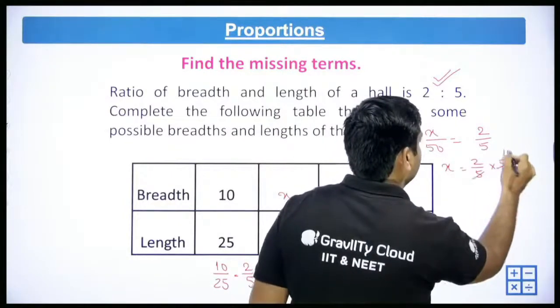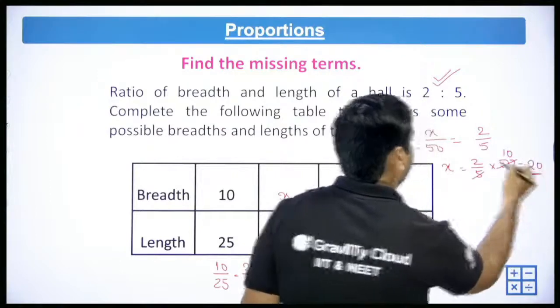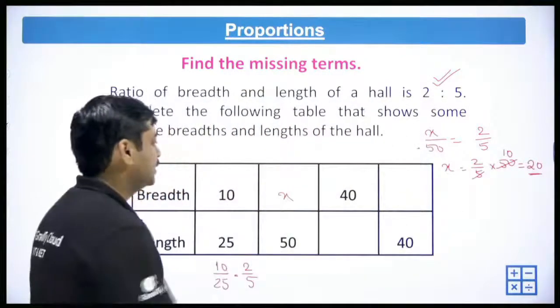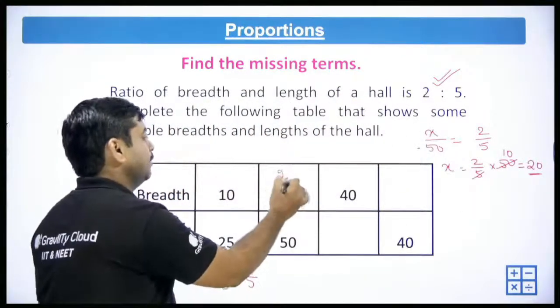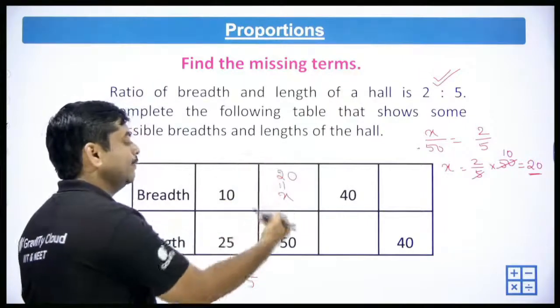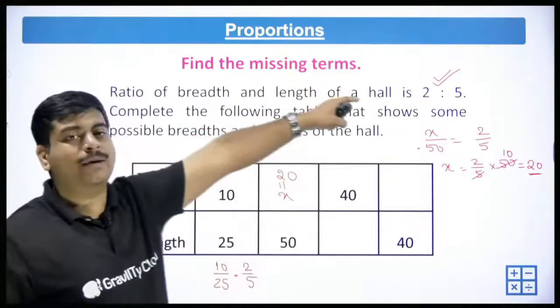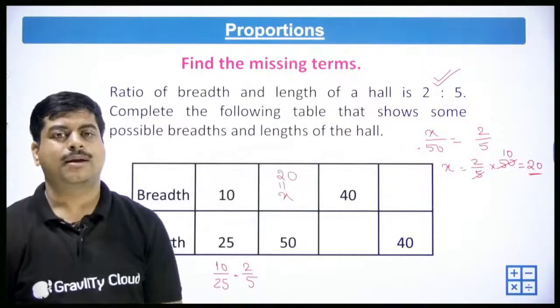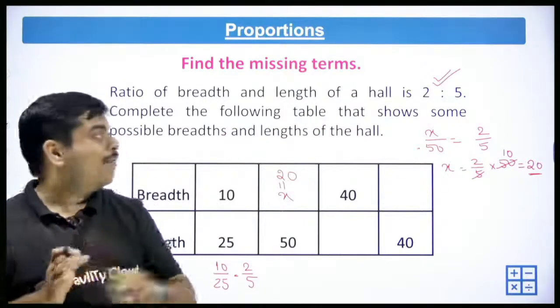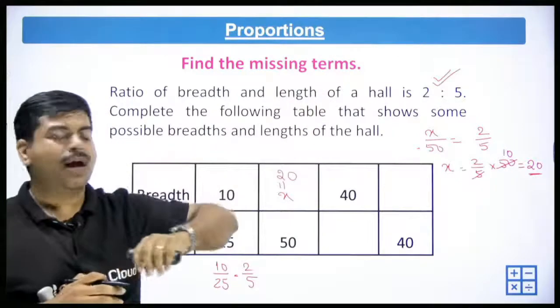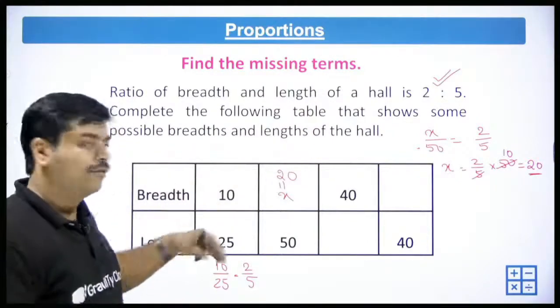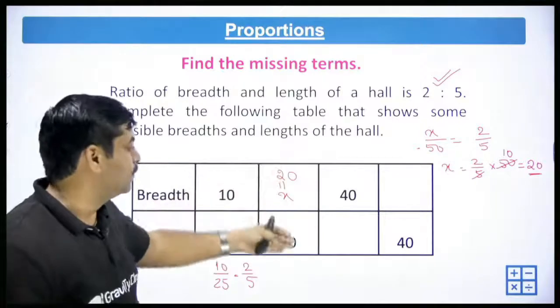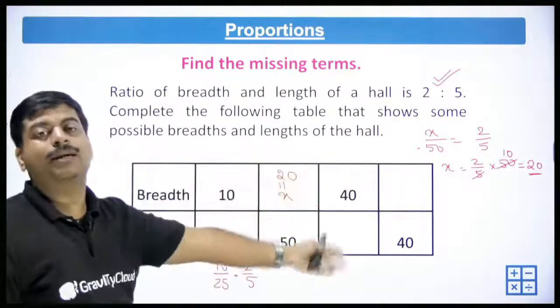5 ones are 5, 5 tens are 50, so 10 twos are 20. So this value will be 20. 10 by 25 or 20 by 50 will again give you the same value 2:5, which is nothing but the same proportion. Are you understanding what is proportion? When I gave you 2:5, I can say length is 10 and breadth is 25, or length is 20, breadth is 50, or length is 40 and breadth we need to find.